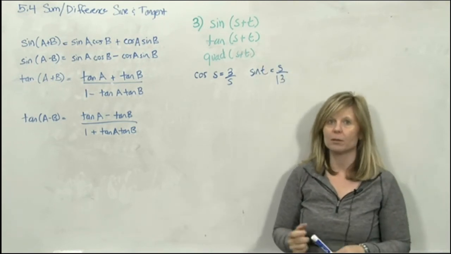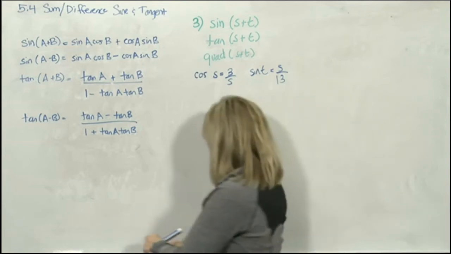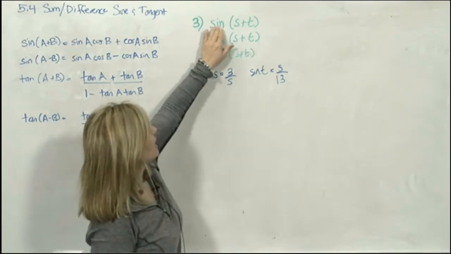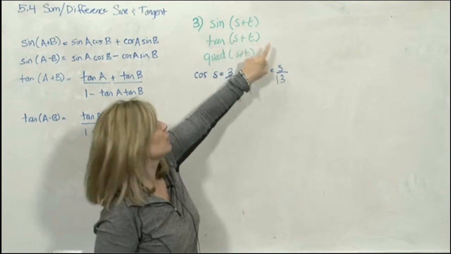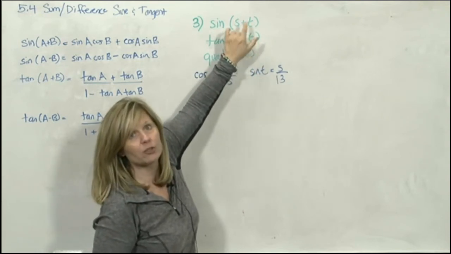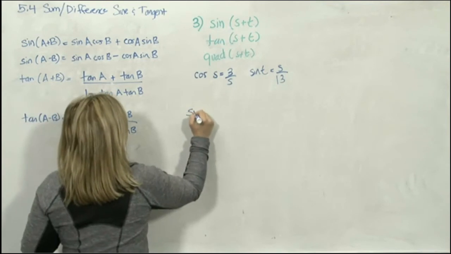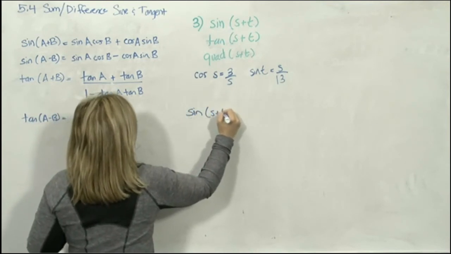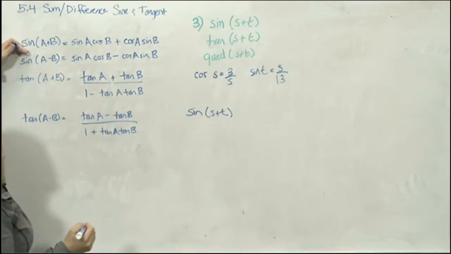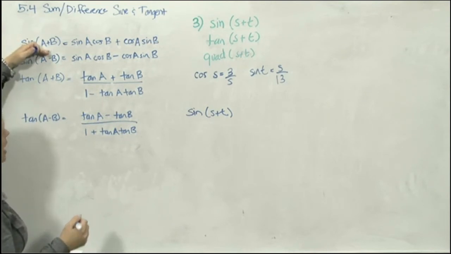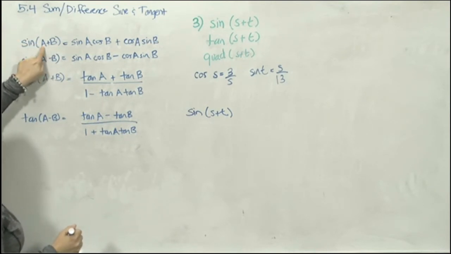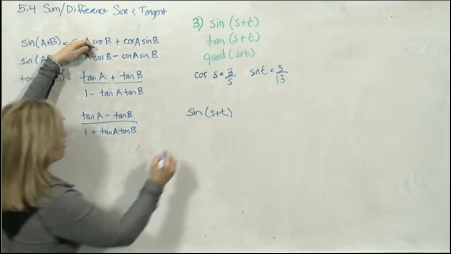So here's the problem. We want to find the value, the answer to what sine s plus t is. So we have an alpha and a beta. We have 2 angles we're adding. So we know the sine of s plus t would be this first identity. We got the right side. Instead of using alpha plus beta, they're using s plus t. So they want us to find the left.